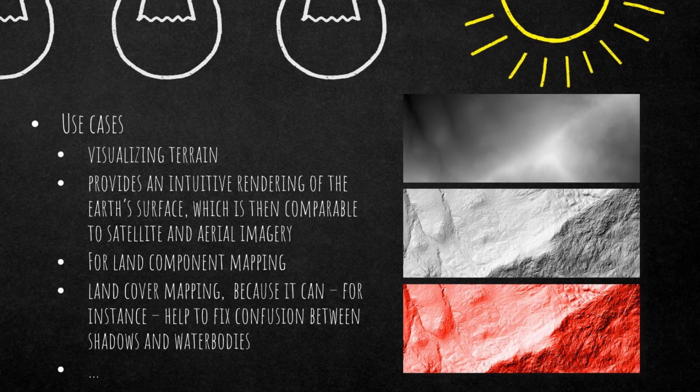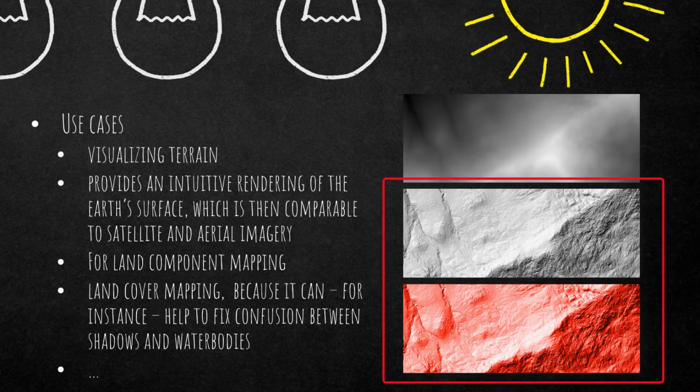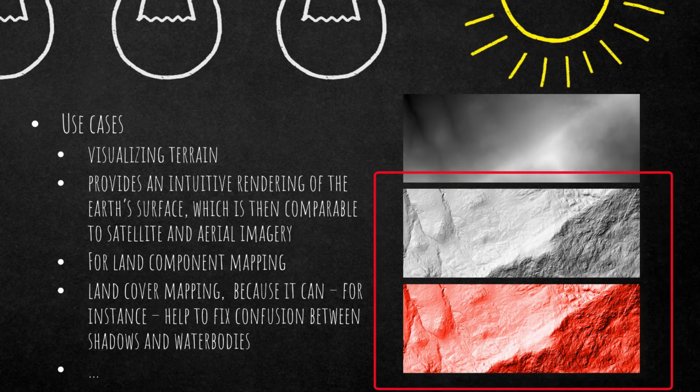Why would you want to calculate the hillshade, for example? Most of the time it is done to visualize the terrain, right? It really helps you to see valleys and ridges and the geomorphology that is in front of you, especially if you compare it to a DSM or DTM. The hillshade, as you see on the right hand side, really reveals a more intuitive rendering of the Earth's surface compared to the DSM or DTM.